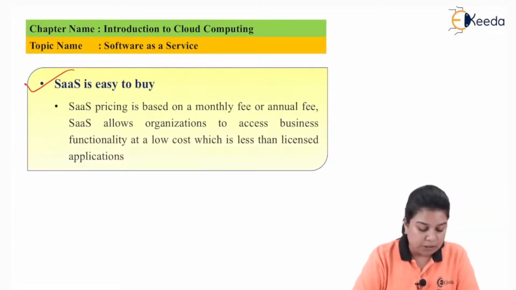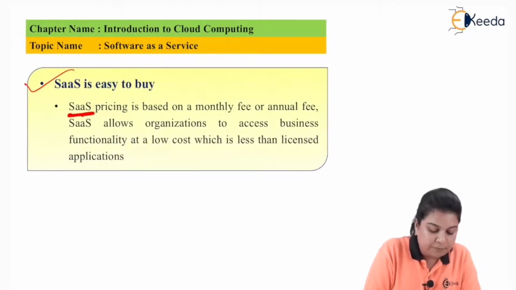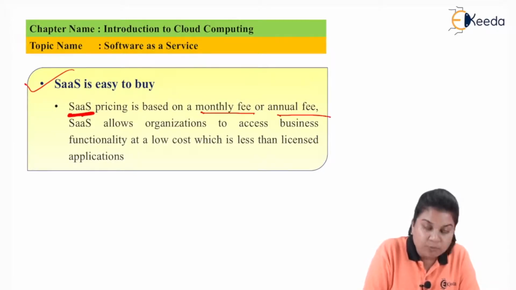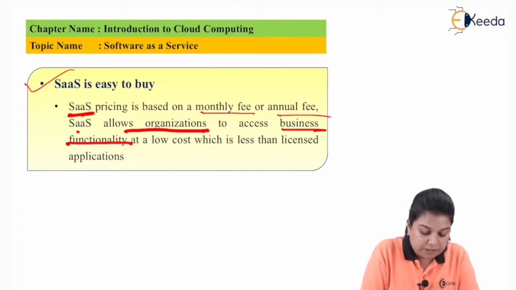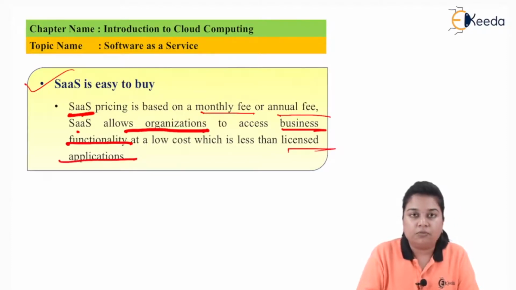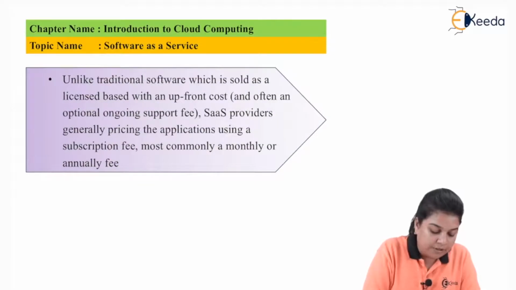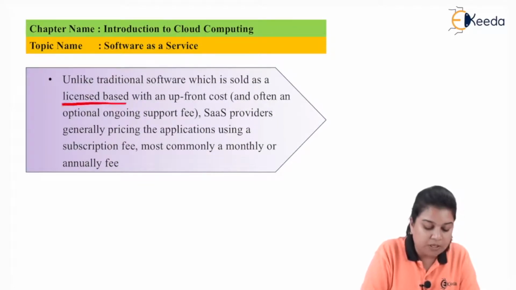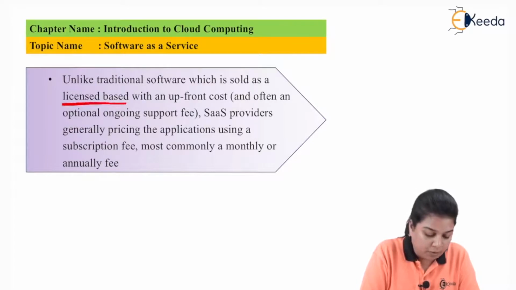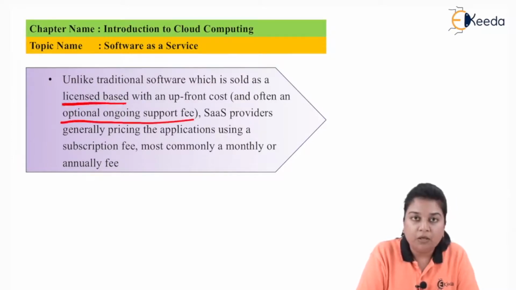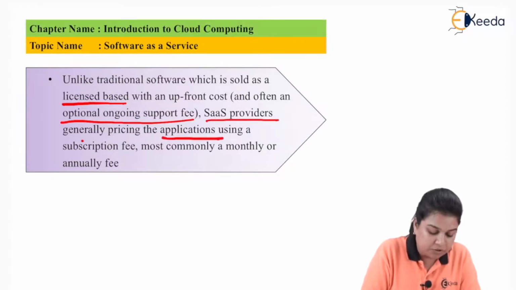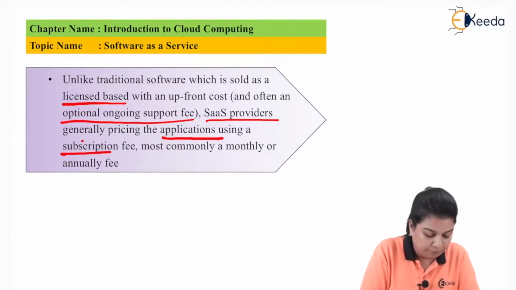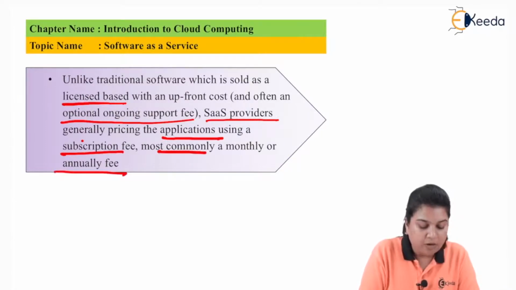Software as a service is easy to buy. Software as a service pricing is based on a monthly fee or annual fee. Software as a service allows organizations to access business functionality at a low cost, which is less than licensed applications. Unlike traditional software, which is sold as a license with an upfront cost and often an optional ongoing support fee, software as a service providers generally price the applications using a subscription fee, most commonly a monthly or annual fee.